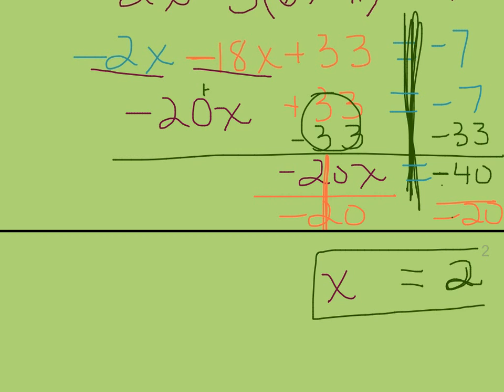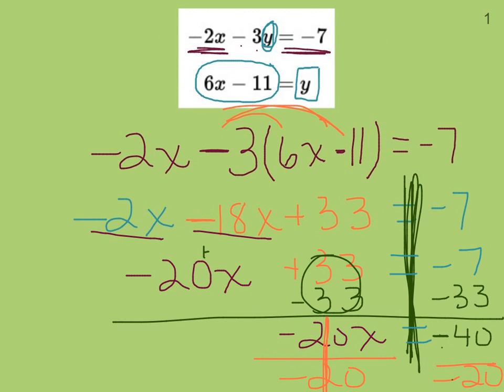Alright, so we have x. Are we done? No, we still have to find y. So let's go back in to one of our original equations, right at the top. This one tells us that 6x minus 11 equals y. So why don't I just plug in the x there, which I know I just figured out was a 2. So let's say it's 6 times 2 minus 11 equals y. Well, 6 times 2 is 12. Minus 11, that's 1. So that means that y is 1.